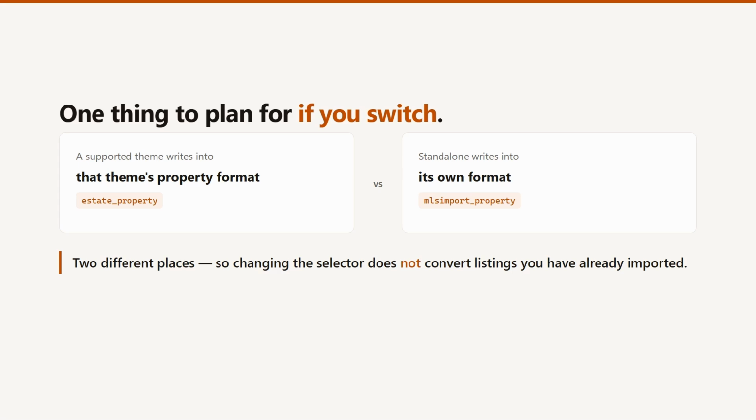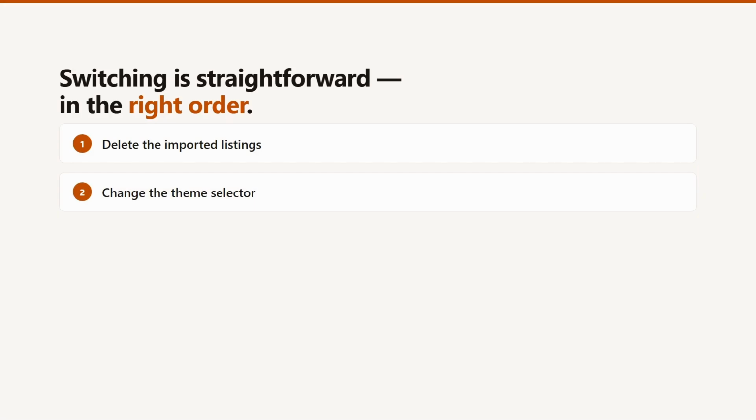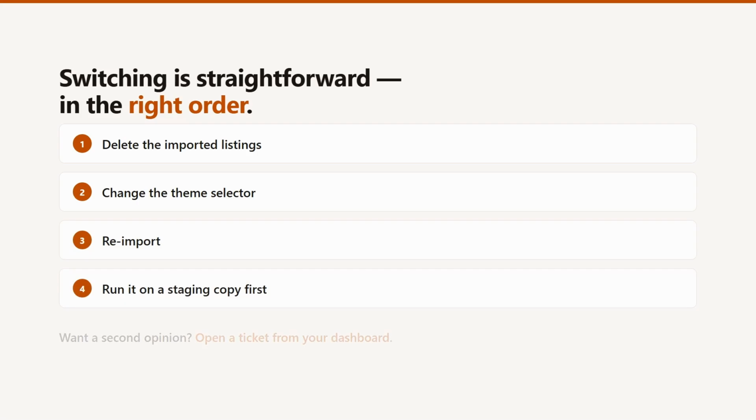And remember the rule from the setup video. Each listing can only be imported once. So switching is straightforward as long as you do it in the right order. Delete the imported listings first, then change the theme selector, then re-import. And run it on a staging copy first, so you can see the result before your live site changes. If you'd like a second opinion, open a ticket from your dashboard and we'll walk through it with you.